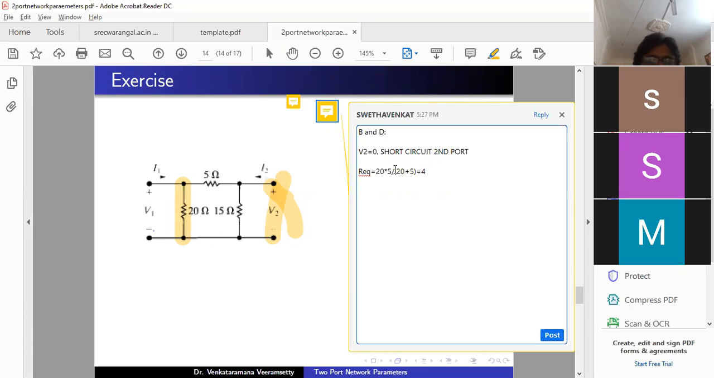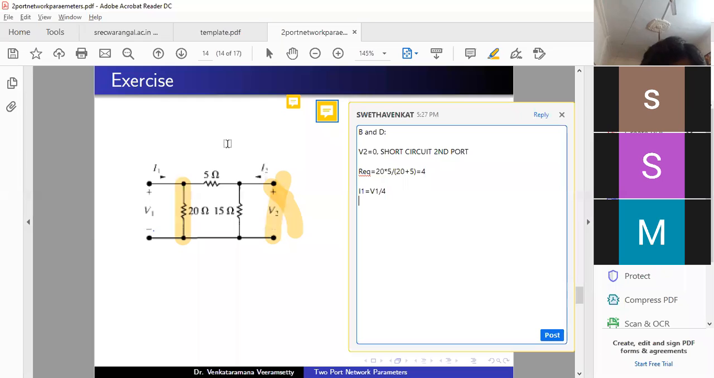Once you get the R equivalent 4, what is the value of I1? I1 equal to V1 divided by 4. Next, what do we have to calculate? We have to calculate I2, right? Since V2 equal to 0, we need to calculate I2. So this is the I2.